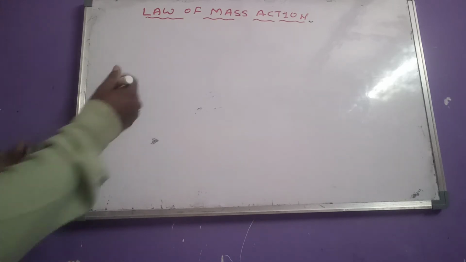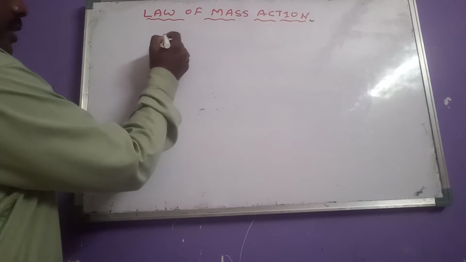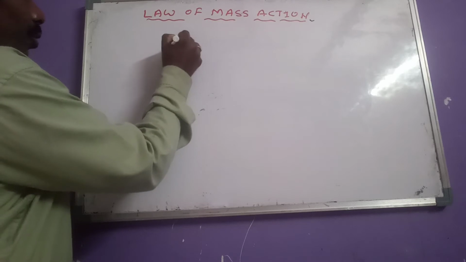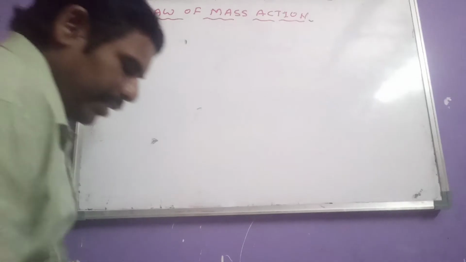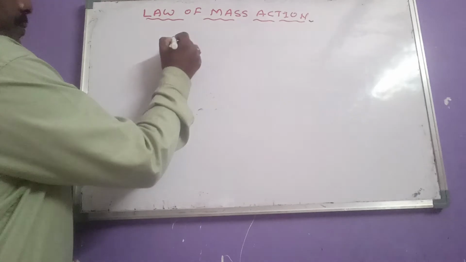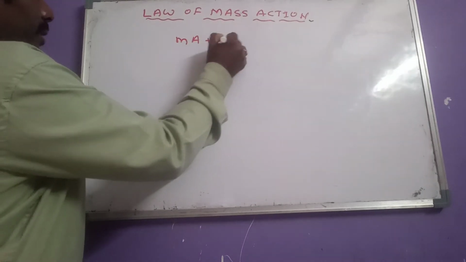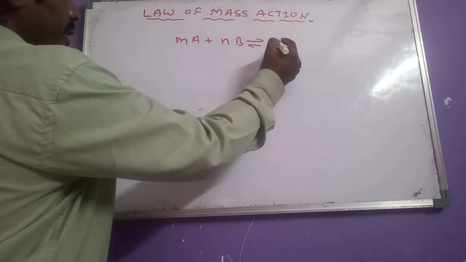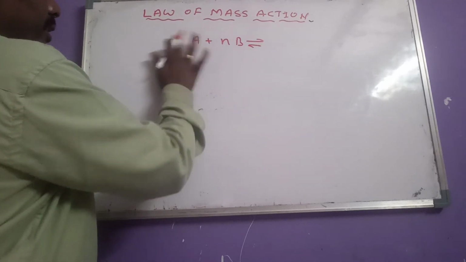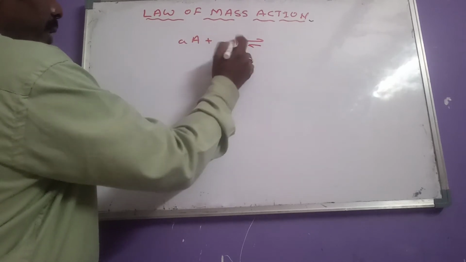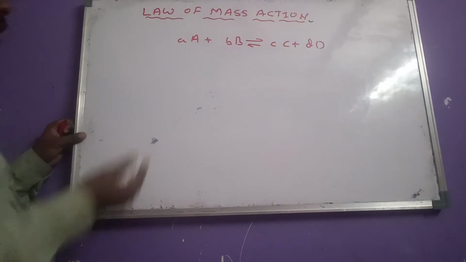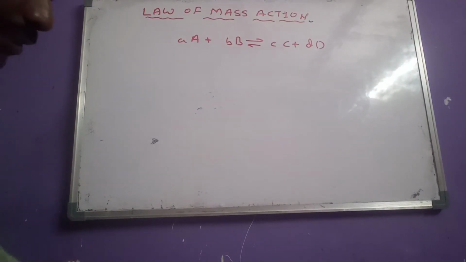Now let us consider an equilibrium equation. m moles of A plus n moles of B react to give products. Otherwise, we can consider a moles of A and b moles of B giving c moles of C and d moles of D. This is an example of an equilibrium reaction.